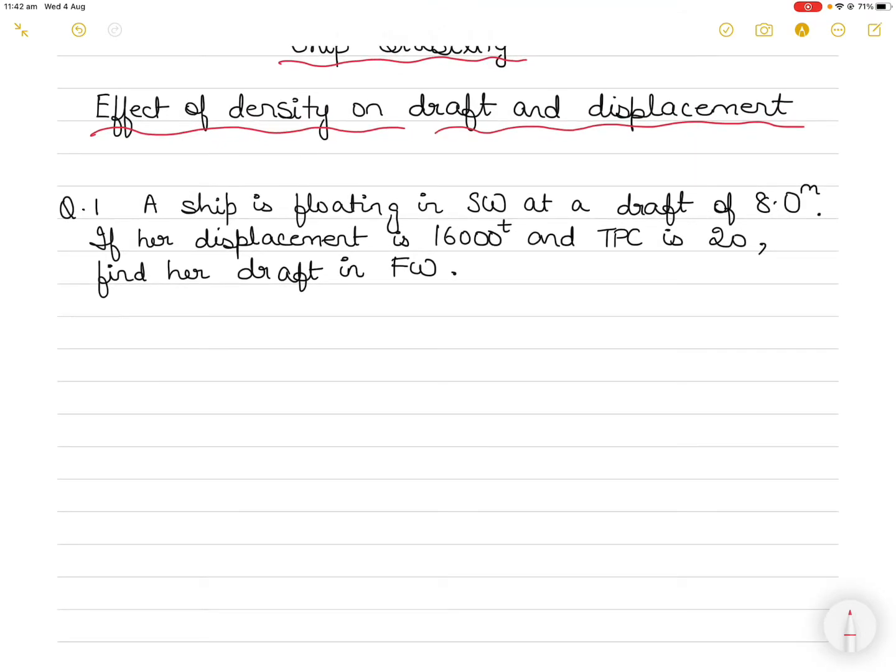So let's understand the question. It's not only about solving the question but also understanding it so that your foundation becomes strong. So let's get into the question straight away. Question number 1. There is a ship that is floating in seawater at a draft of 8 meters. If her displacement is 16,000 tons and TPC, that is tons per centimeter immersion, is 20, find her draft in fresh water.